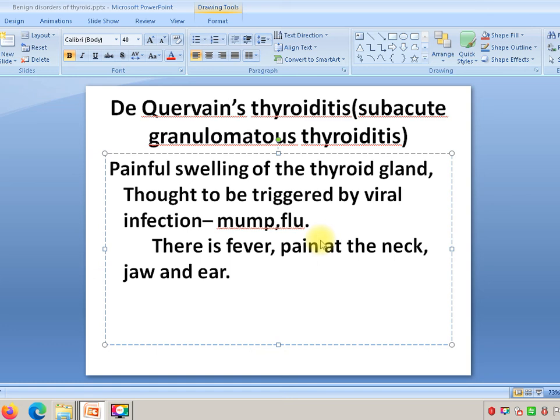Yes, if it is preceded by mumps, enlargement of the parotid, enlargement of the submandibular salivary glands, then viral fever, rhinorrhea, then fever, then body ache, all those things are associated. Then we may consider that condition of de Quervain's thyroiditis.